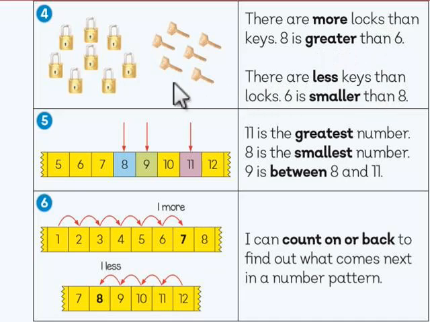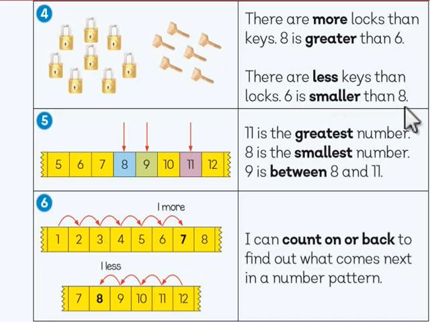So if you look at here, okay, we have locks and keys. If you count the locks, there are 1, 2, 3, 4, 5, 6, 7, 8 locks. And the keys are only 1, 2, 3, 4, 5, 6. So it means 8 is greater than 6. And 6 is smaller than 8.